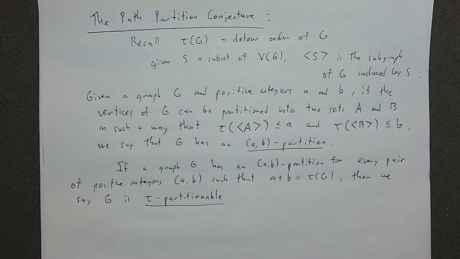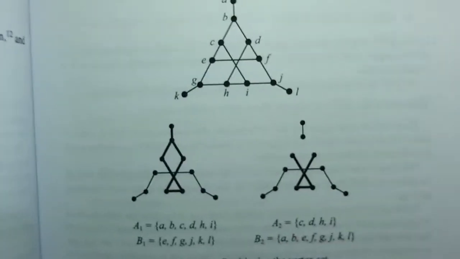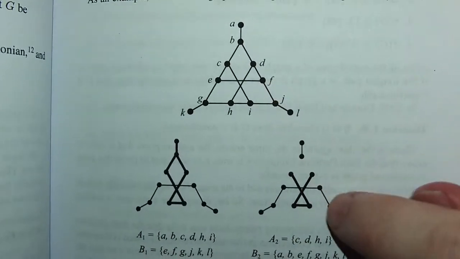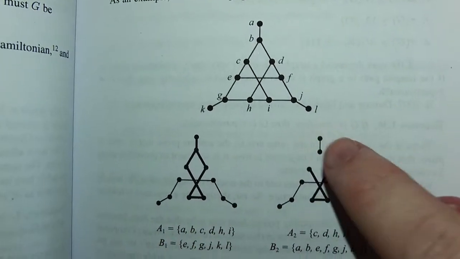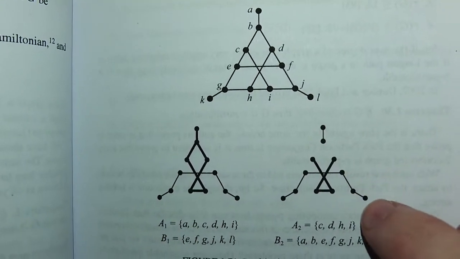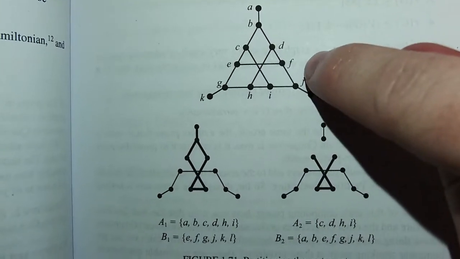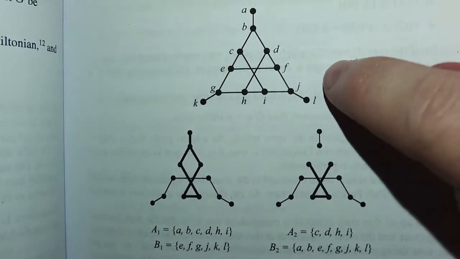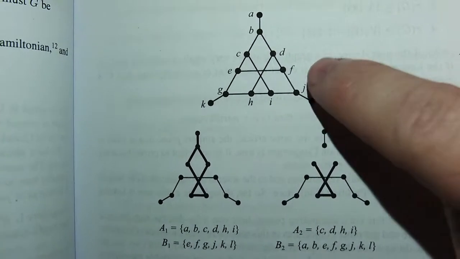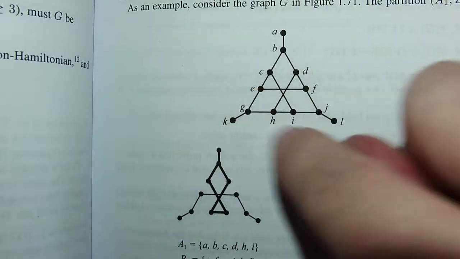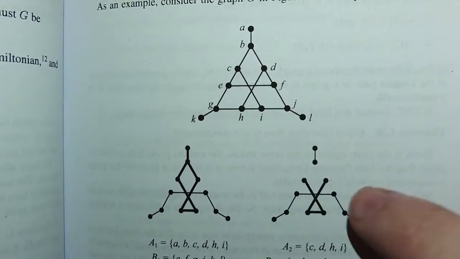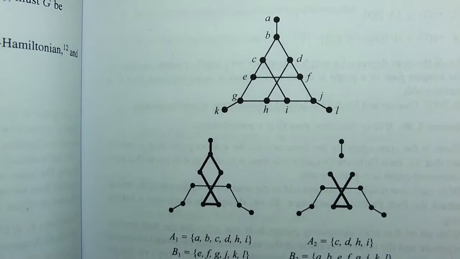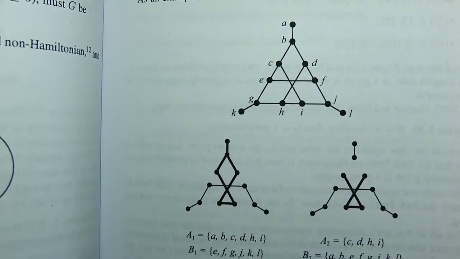So going back to this example, here I've shown that there exists a 4-7 partition for this graph G. If I wanted to show that this was tau partitionable, the detour order of this graph is actually 11. 4 plus 7 is 11. But that's just a single sum, right?